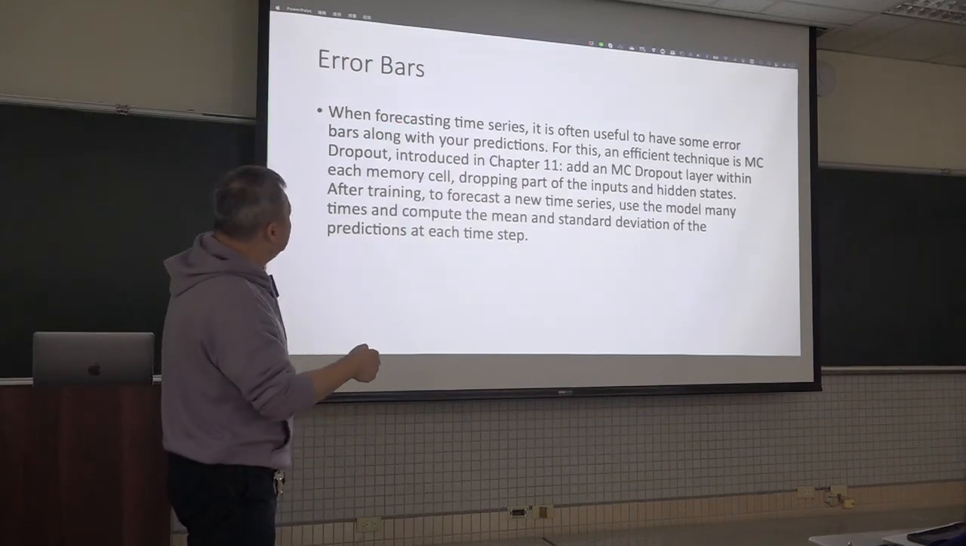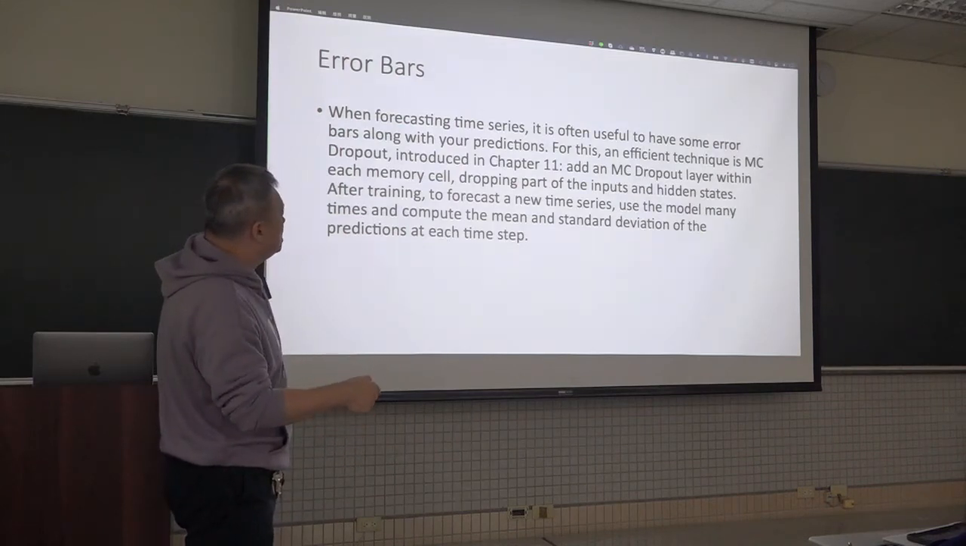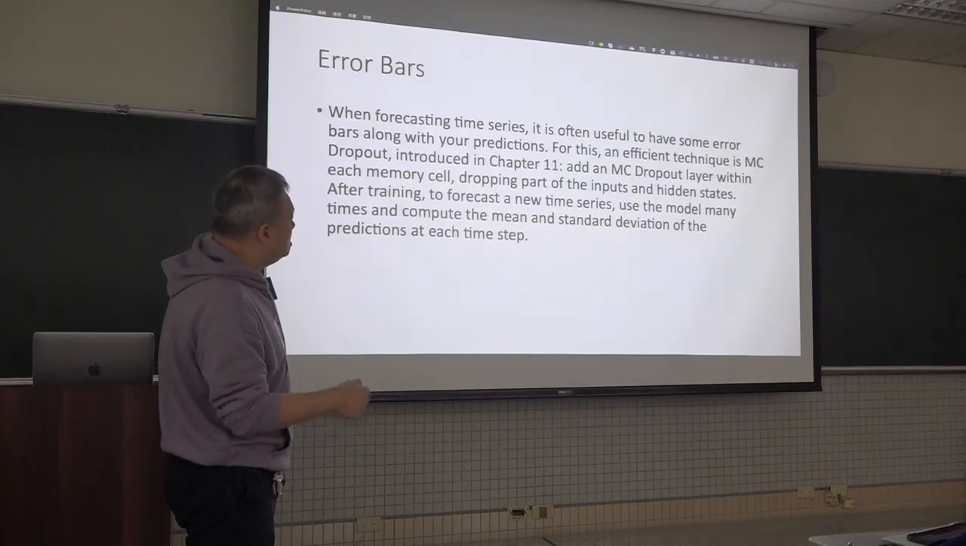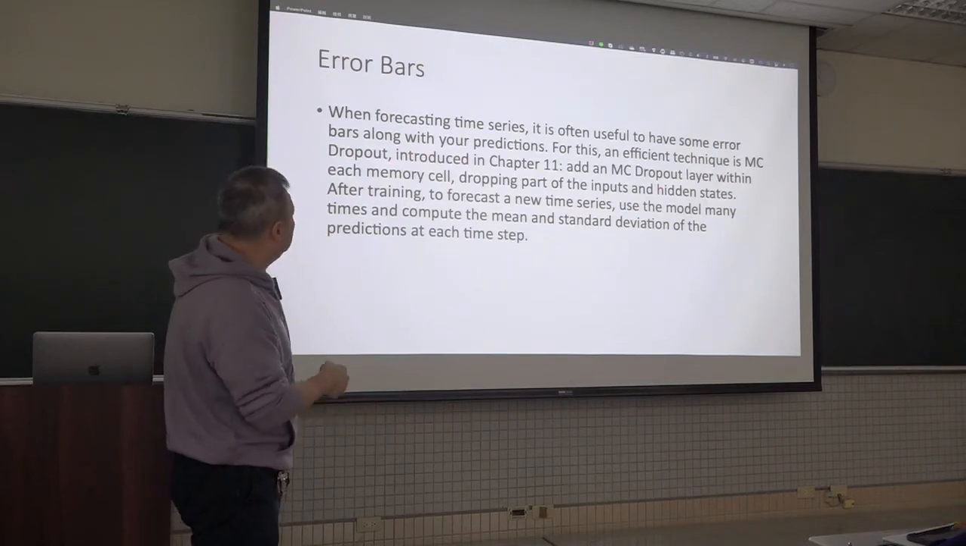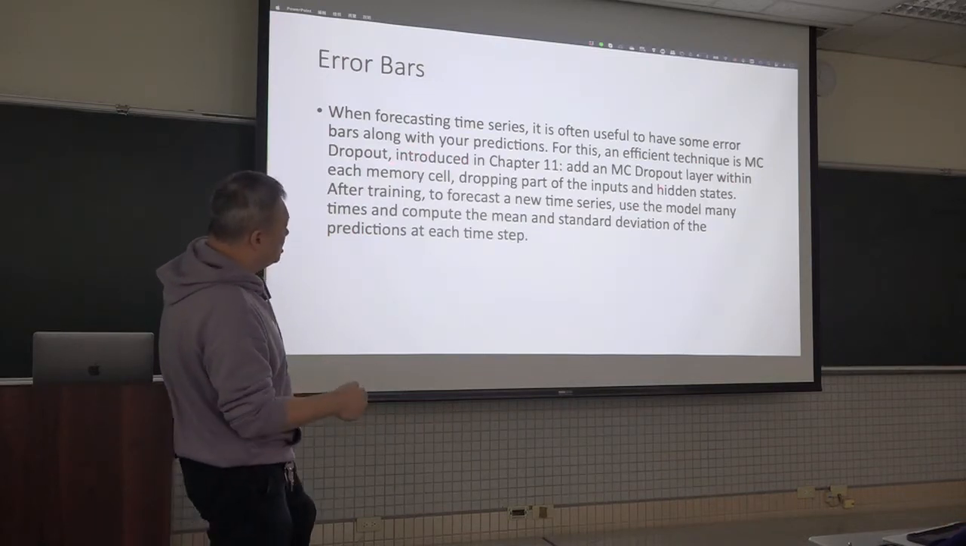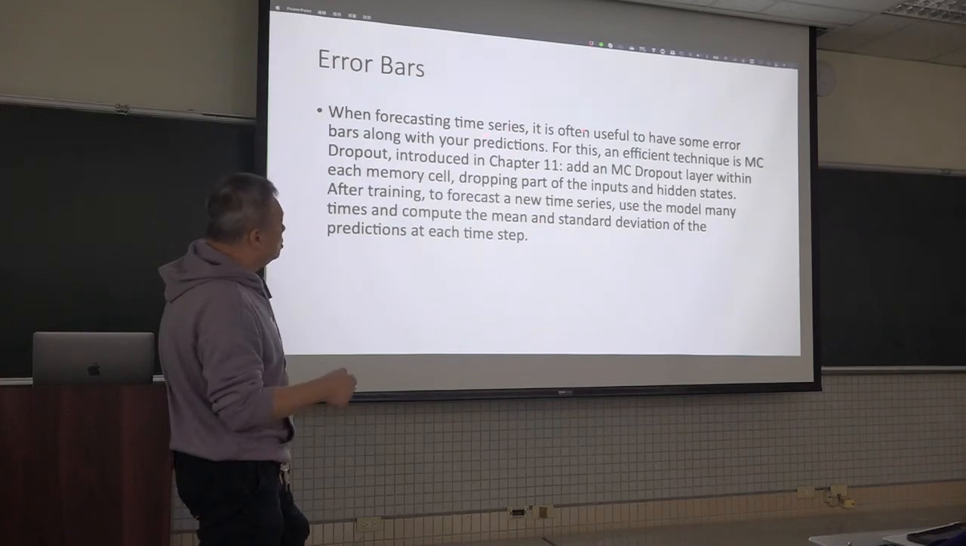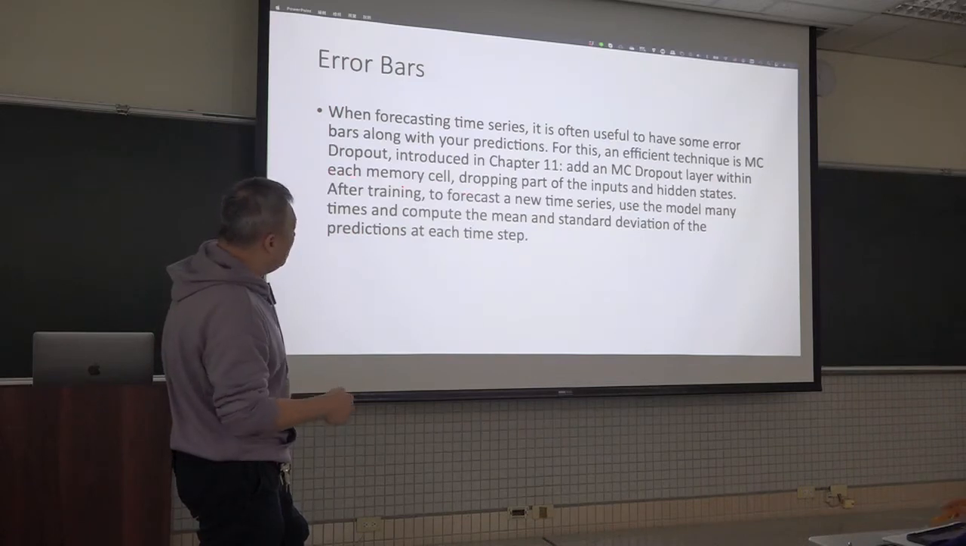So when forecasting time series, it's often useful to have some error bars along with your predictions. For this, an efficient technique is MC dropout. We already talked about MC dropout in chapter 11. So you can add an MC dropout layer within each memory cell, dropping part of the input and the hidden states.